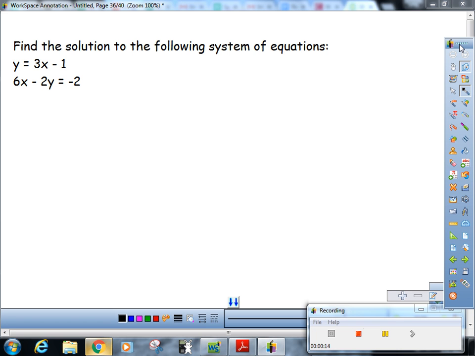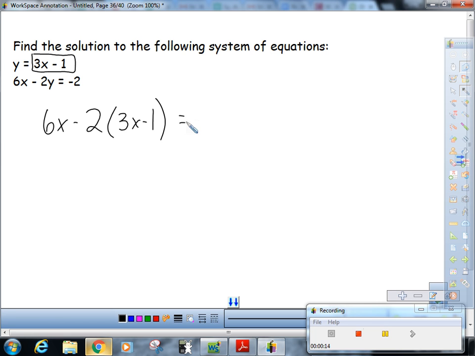Substitution. You're right. So we're going to use substitution, so we literally are going to take y, and wherever there's a y, we're going to put that. So you go 6x minus 2 times y, 3x minus 1, and that's equal to negative 2, okay? And I guess the question might be, how come I couldn't just solve this equation right here? Why couldn't I solve it? There's two variables. So you're always going to need the same amount of equations as you have variables.